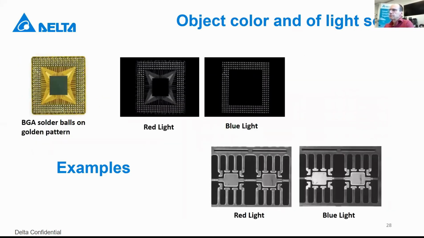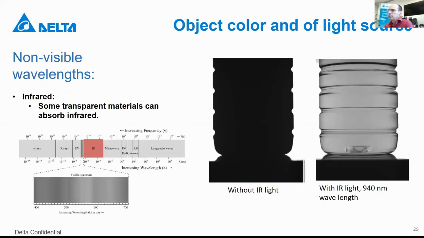Some examples. If you want to detect the solder balls in a golden pattern, if you use red light, you see more or less everything. If you use blue light, you see only the tin balls, the solder balls. The same below, inside. Okay, not visible, that means IR or UV light.